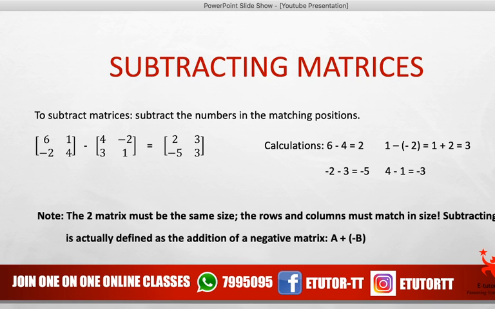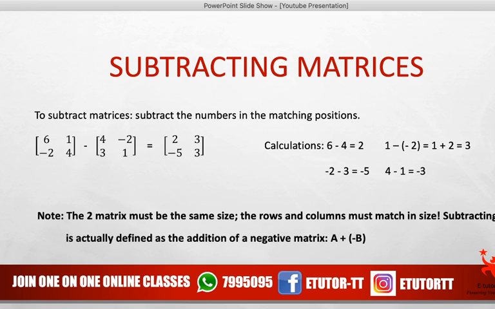Subtracting matrices. To subtract matrices, subtract the numbers in the matching position. Same as addition, you look for the numbers in the matching positions. So this becomes 6 take away 4 gives you 2. 1 minus -2 becomes 1 plus 2, which is equal to 3. -2 minus 3 equals -5. 4 minus 1 equals 3.